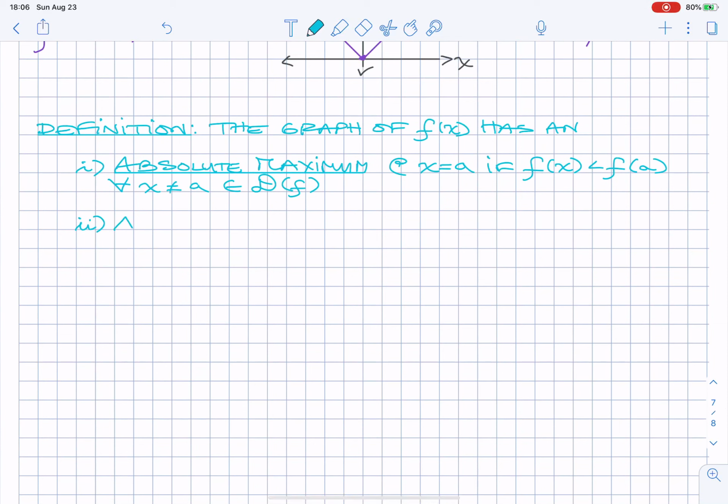It has an absolute minimum. Absolute minimum at x equal to a if there's no smaller value. So if f of x is larger than f of a, so every other value of y is larger for all x not equal to a in the domain of the function.